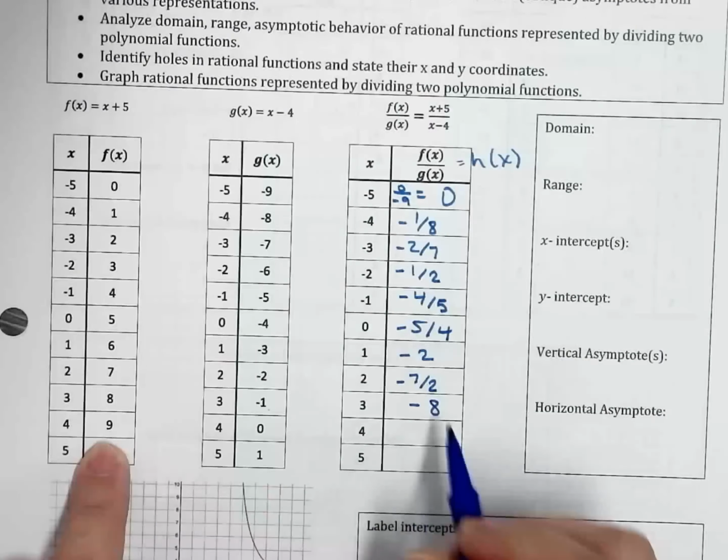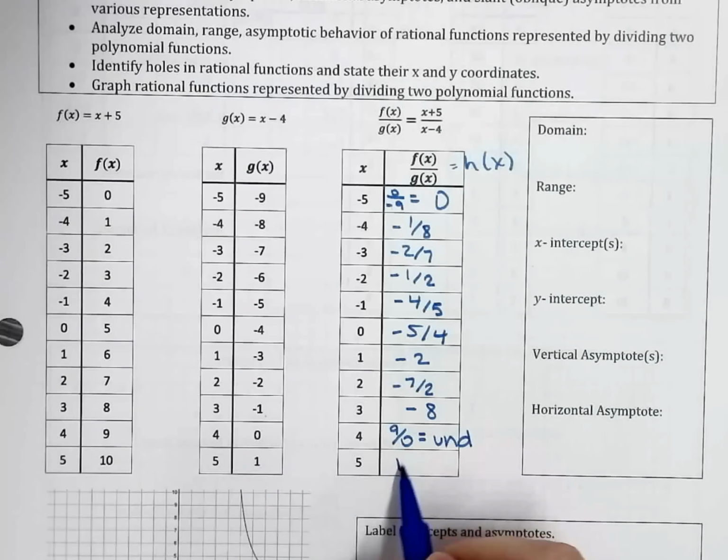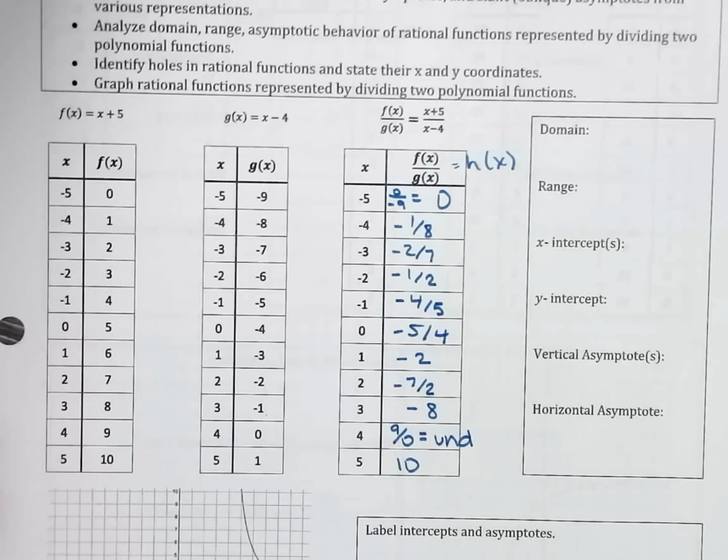-8. So now, here we have 9 over 0. 9 over 0 does not equal 0. So when we are trying to divide by 0, that will be undefined, or you will see an error in the calculator. And finally, 10 over 1, it's just 10. Okie dokie.